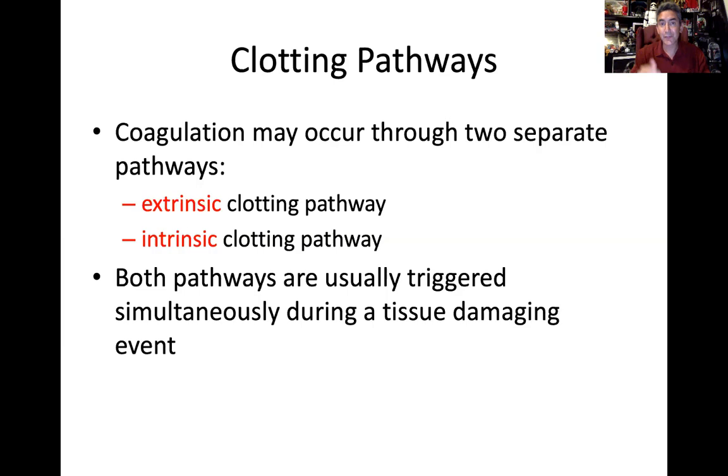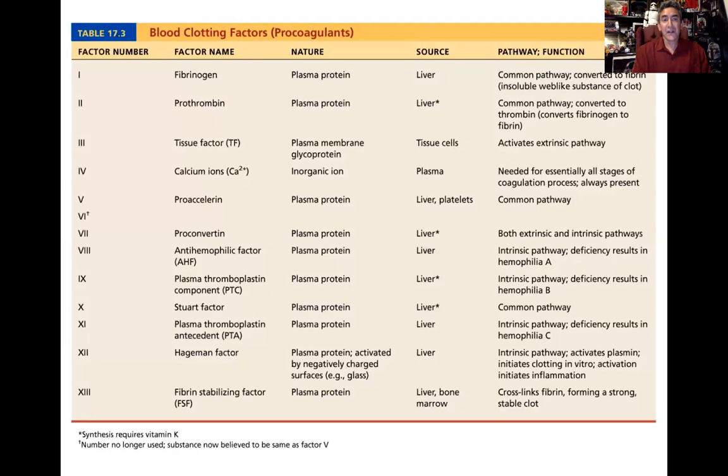So tissue factors. Factor 1, 2, 3, 4, 5, 6. So these are the factor numbers. And in essence, what are the factors themselves? Well, the factors are proteins, plasma proteins, glycoproteins, ions. So again, most of the factors are actual proteins, right? And they're going to have different names: fibrinogen, prothrombin, tissue factor, proaccelerin.